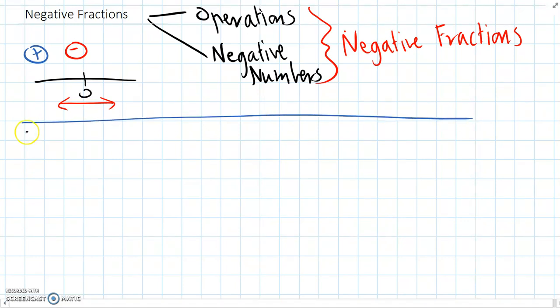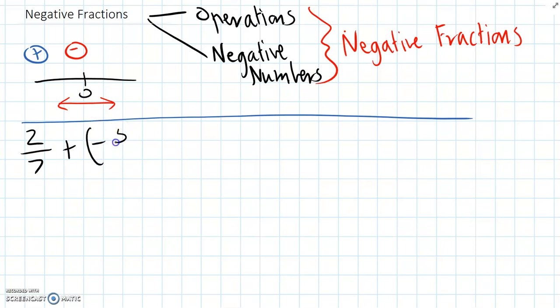So firstly we have 2/7 plus negative 5/7. When we're adding and subtracting fractions, we need to have a common denominator, which we do in this case. We're both in sevenths. And then using our knowledge of negative numbers, we're adding some negatives. So we'll use the number chips method for this one.